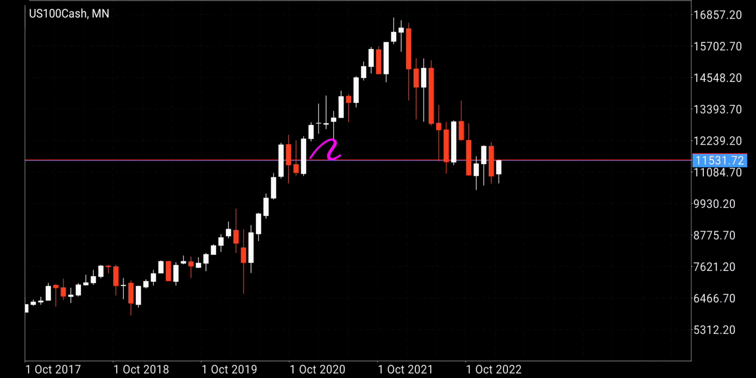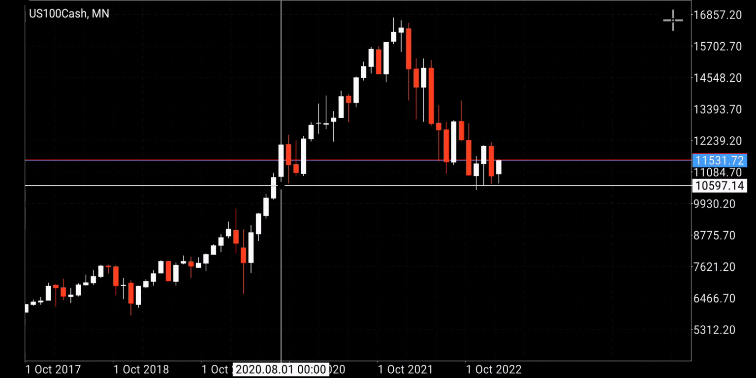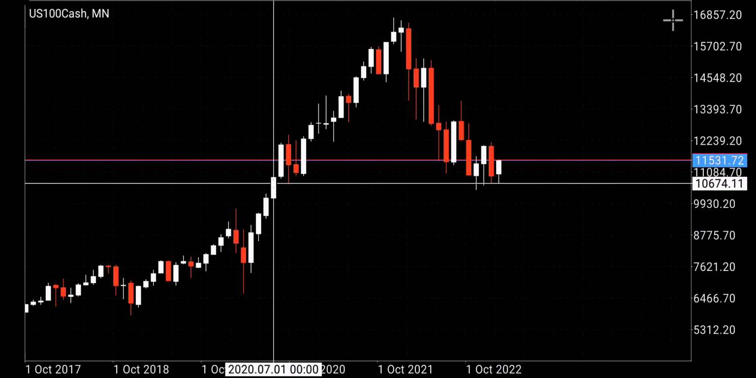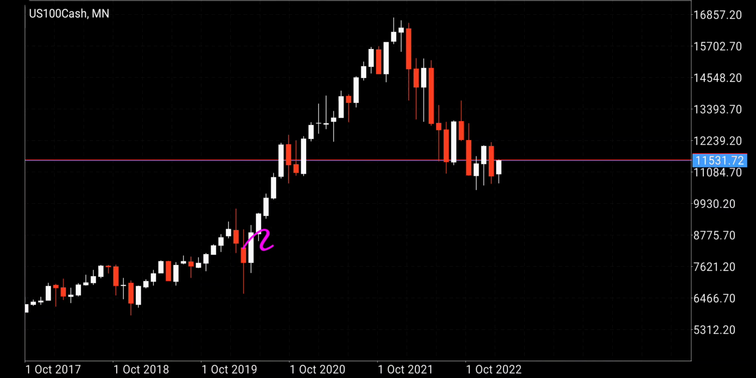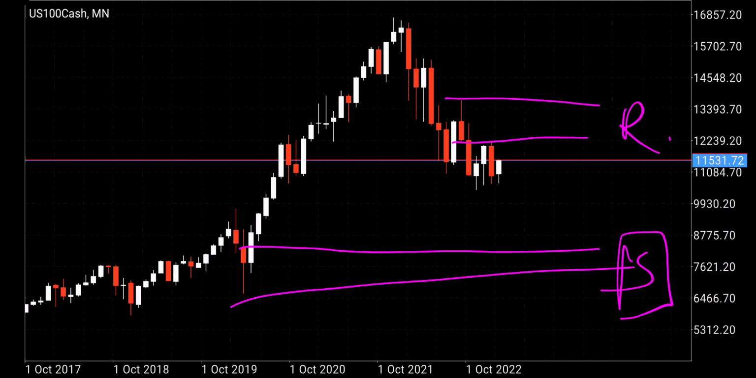So here, if you put this here, you will see that we did actually go lower than it. So this one is out, which means in terms of the support, you need to move lower. Our nearest support on this time frame is this one here. This is the support that we have on monthly, and monthly is bearish. And in terms of resistance, this is the monthly resistance.